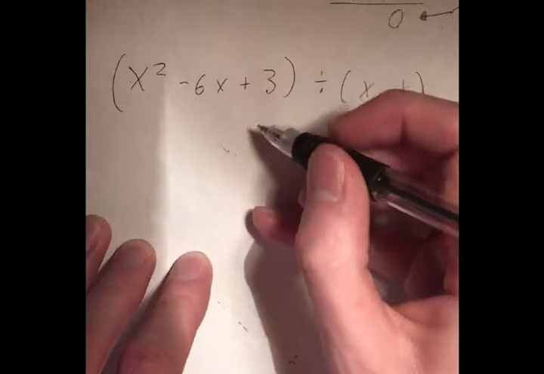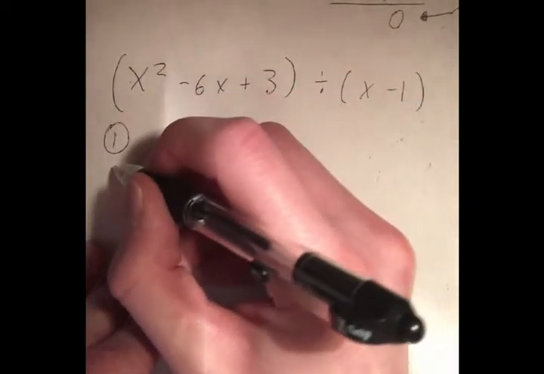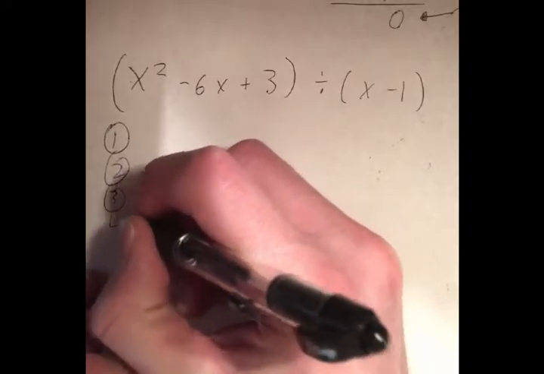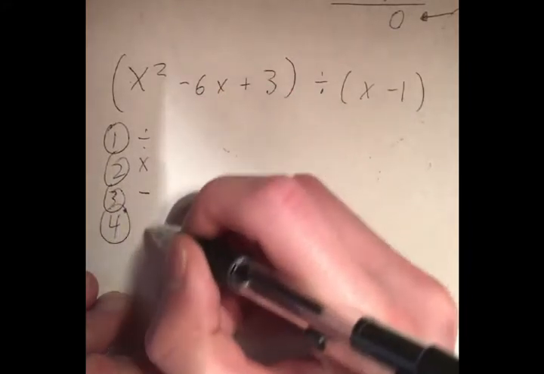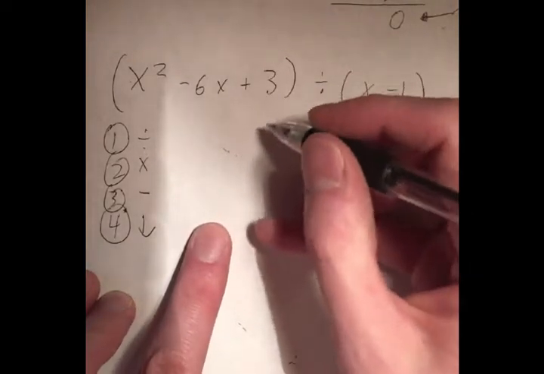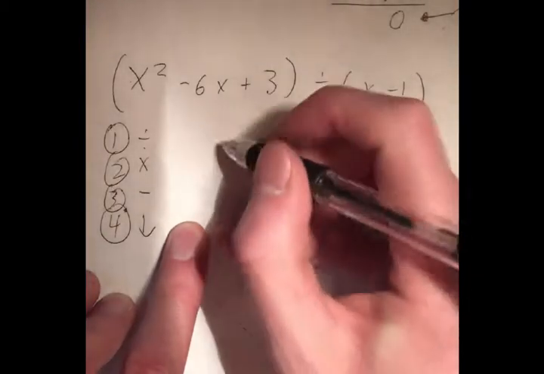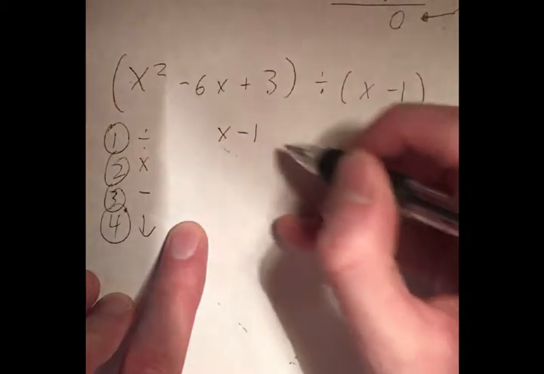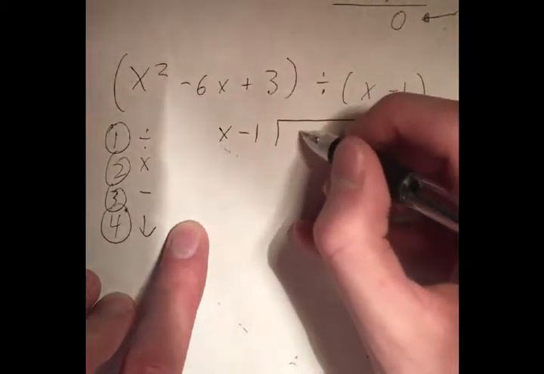So do the same steps as before. If you want to write the 1, 2, 3, 4, I'll write it right here. You always divide first, multiply, subtract, and carry down. Those are the 4 steps you're going to be implementing throughout this entire thing. Remember, the first thing is to take whatever you're dividing by and put it outside. So x minus 1. Now inside put the first polynomial.